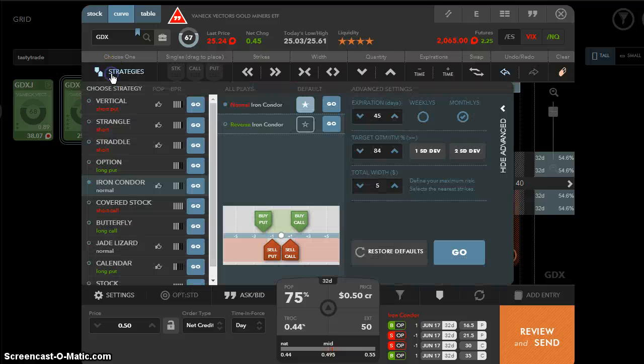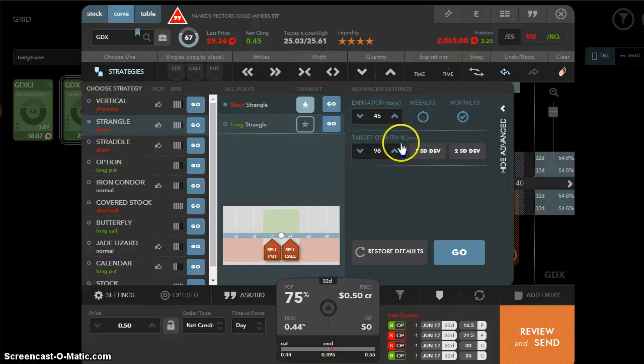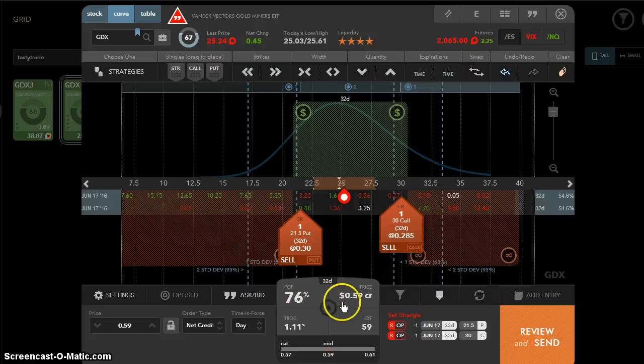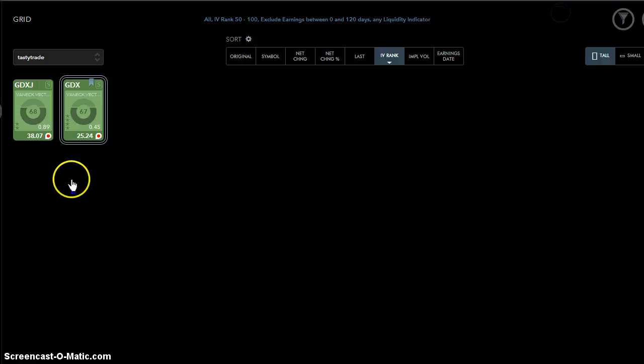I'll just do a strangle. This is just a good review too if you don't know. You want to do a short strangle, 45 days, 1 standard deviation away. Go. Yeah, you can collect 59 more cents. See, so this is why you only want to do it when IB rank is high. And it just so happens these are the only ETFs that are high.